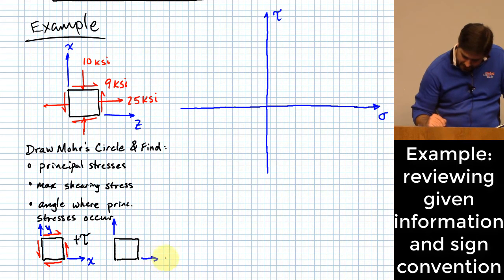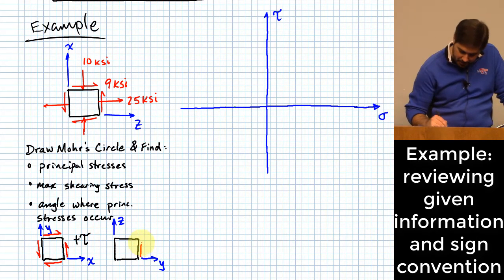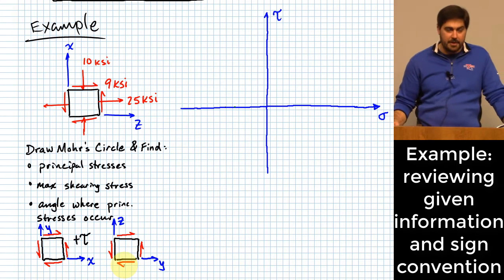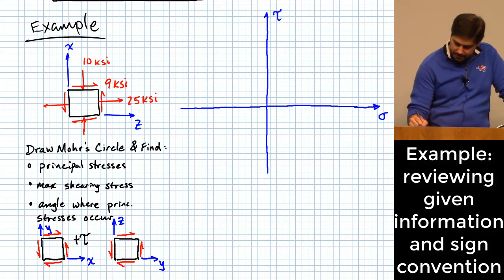Okay, kind of the same. We just shift Y over here and we put Z up there, and we say this would be our positive shearing direction according to the sign convention for that set of coordinates.